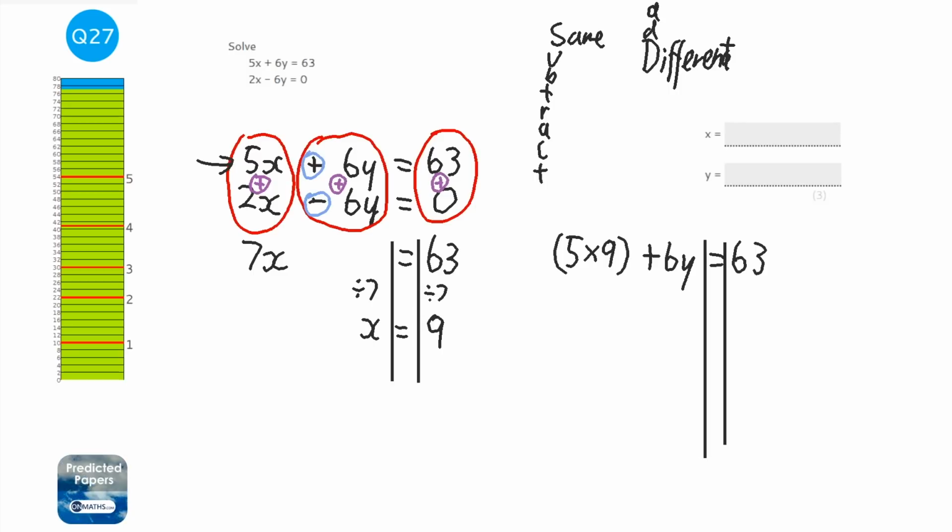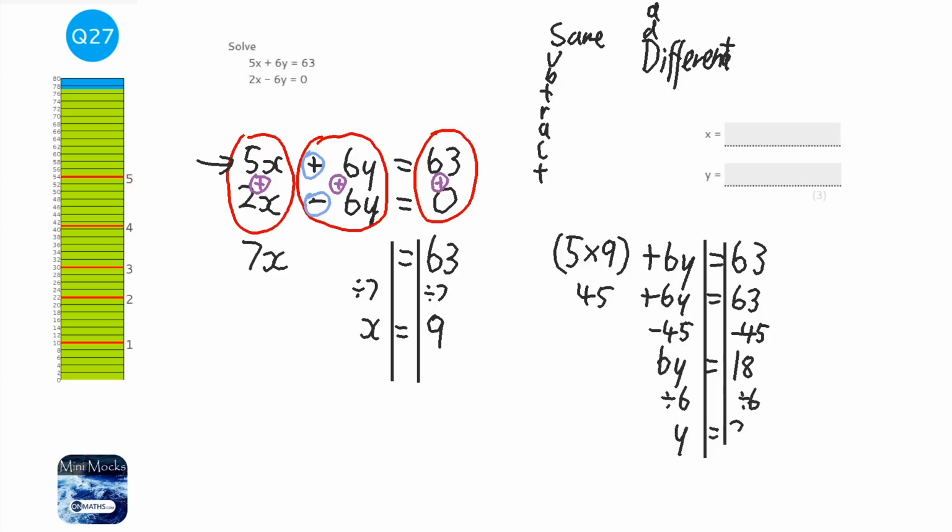So 5 times 9 is 45 plus 6y equals 63. And then what we're going to do is we're going to take away 45 from both sides. So we're going to do 63 take away 45, which is 18. So 6y equals 18. And then we're going to divide by 6 both sides, so y equals 3. And what you can do if you've got some time is just put it into the second equation. So we're going to do 2 times 9, which is 18, and 6 times 3, which is also 18. So 18 take away 18 is 0. So the answer is x equals 9 and y equals 3.